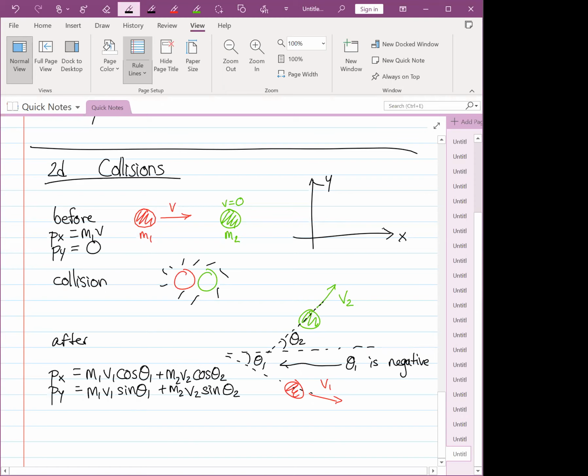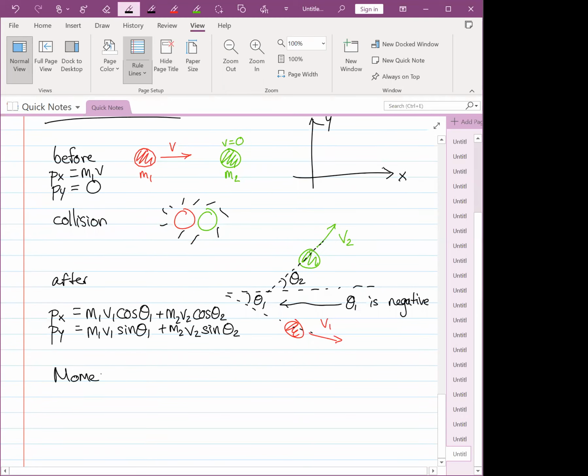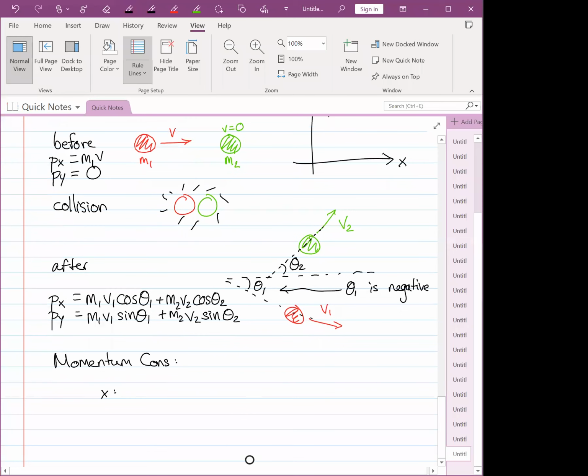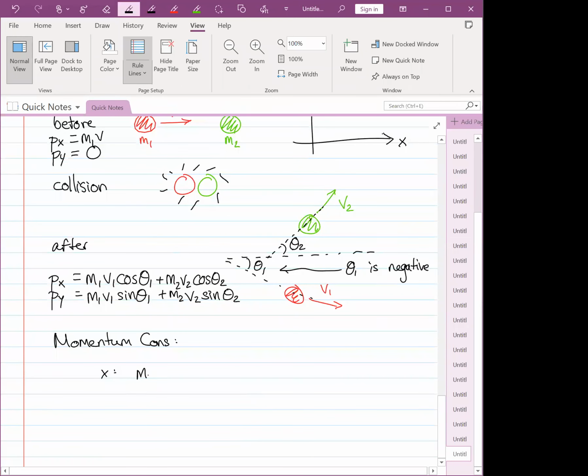Okay, so now our momentum conservation equation becomes the following. Or now, remember, momentum is a vector. So if we conserve a vector, that means that all the components of that vector are the same. And so we set the x components equal, we set the y components equal, and so we have the following equations. We have, in the x direction, the initial momentum was m1v, and that should be equal to m1 v1 cosine of theta 1 plus m2 v2 cosine of theta 2.